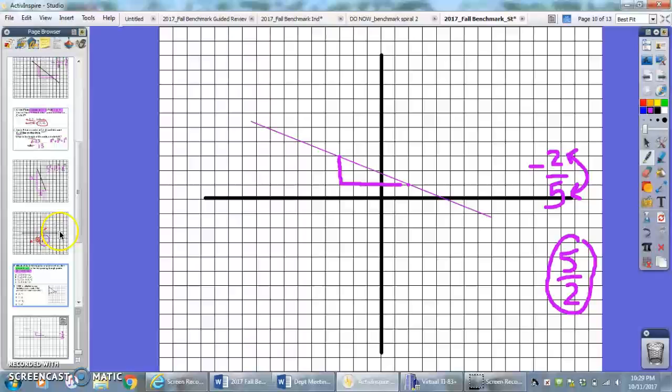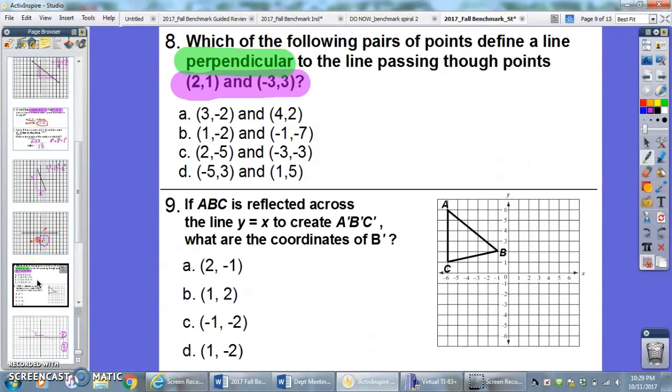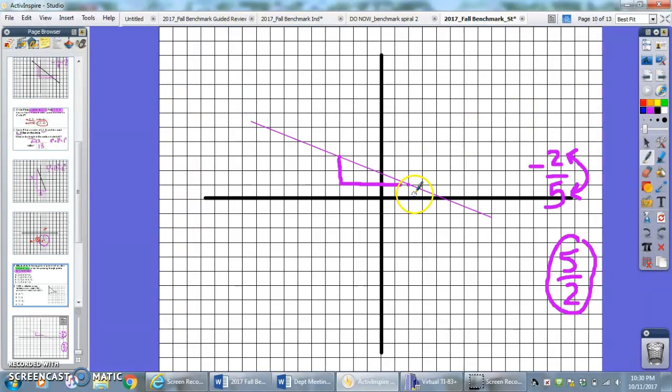Now, going back, I'm going to go ahead and start graphing these lines. And you don't always have to start with answer choice A. I don't know. Let's see if answer choice C, we'll get lucky and maybe that's our answer. So we're going to graph those 2 points, 2, -5, and -3, -3.